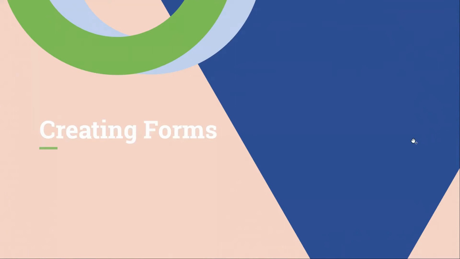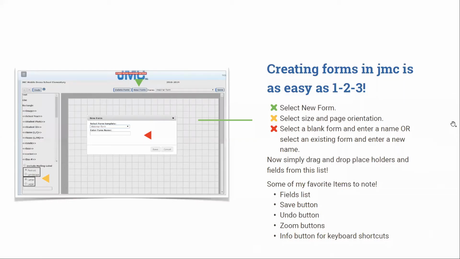I think a lot of people are interested in how to actually create forms. So you can get into the form design feature, but you need to know how we're going to actually create forms. Creating forms in JMC is as easy as 1, 2, 3. We're going to select a new form up on the top here. We select the size and page orientation over here. And we can select a blank form and enter a name, or you can select an existing form and enter a new name.